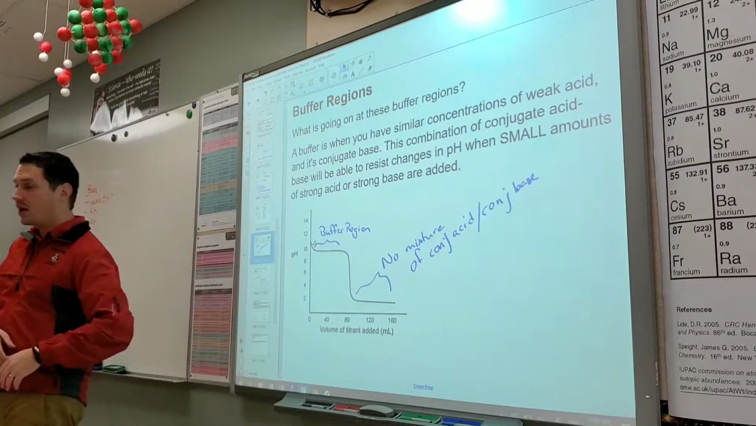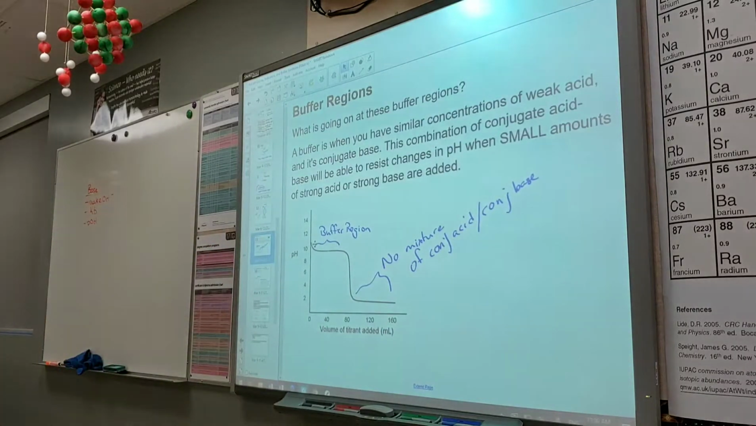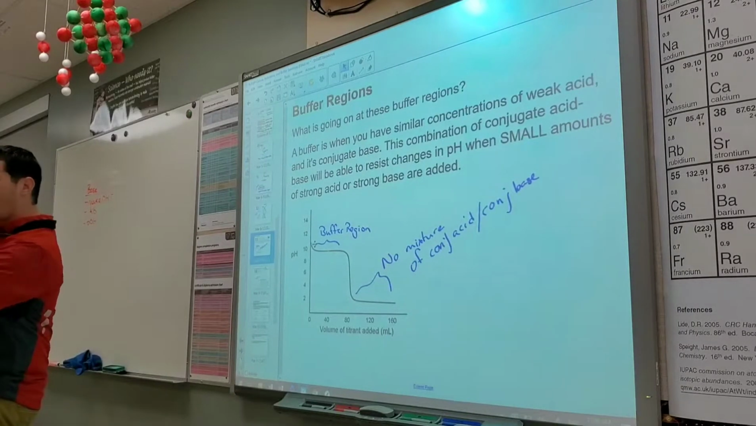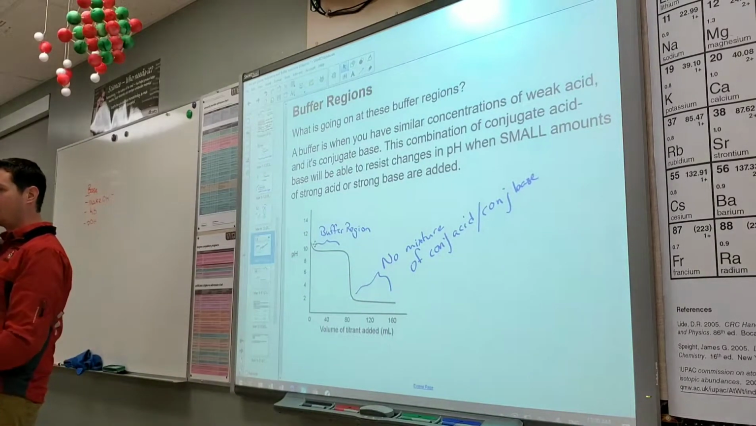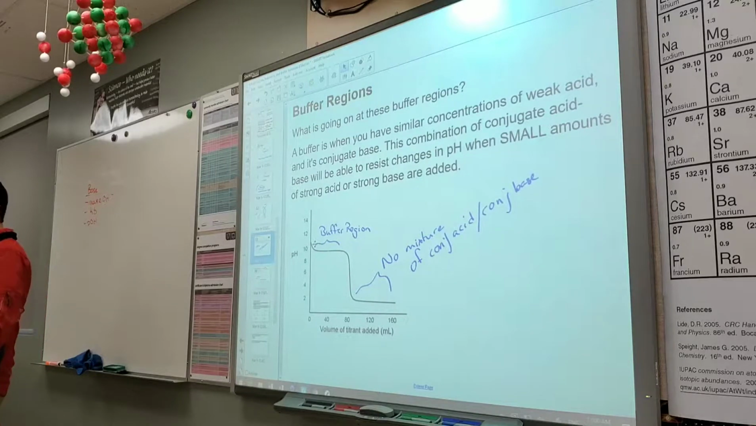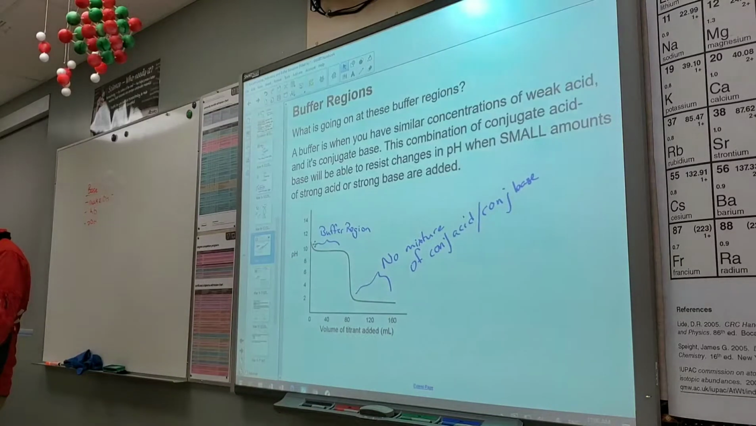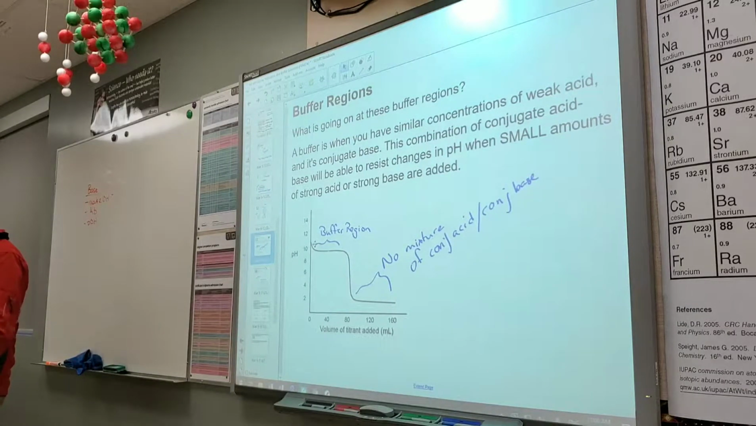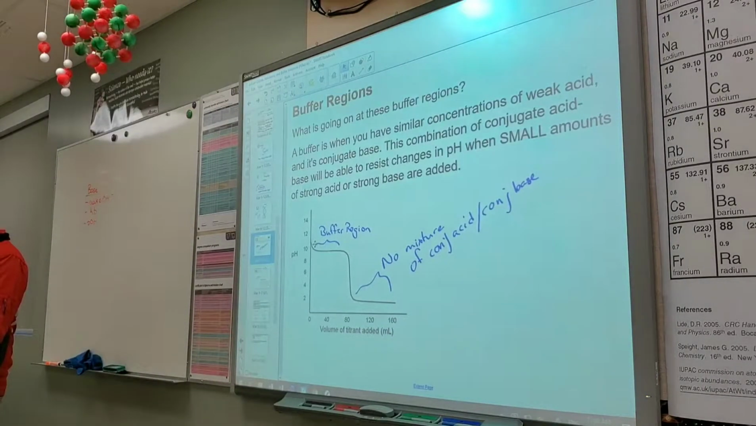We utilize buffers all the time. For example, your blood. I don't know if you talk about this in Biology 30 or Bio 20, but do you talk about how your blood has a buffer in it? The buffer is hydrogen carbonate. When you drink orange juice, is there a lot of acid in it? Yeah, there's a lot of acid in orange juice. The amount of acid in orange juice would kill you if you did not have a buffer.